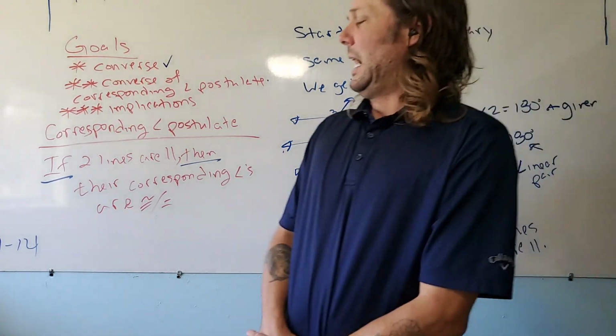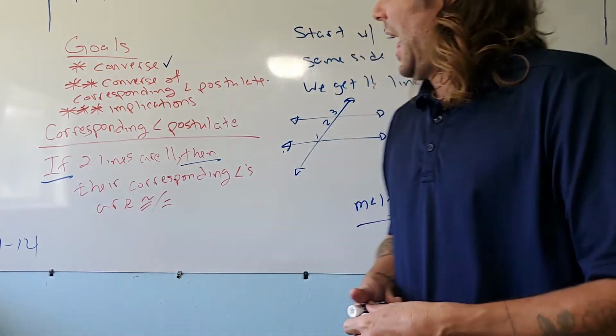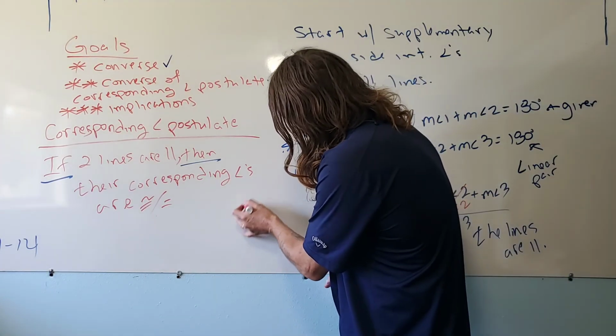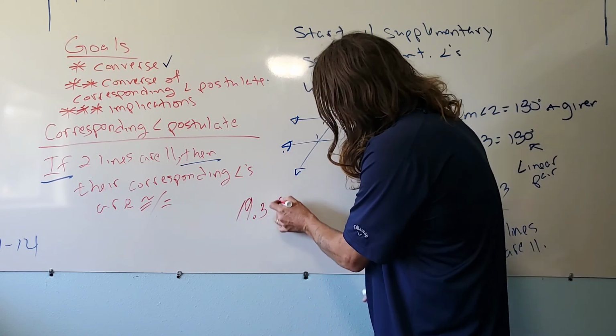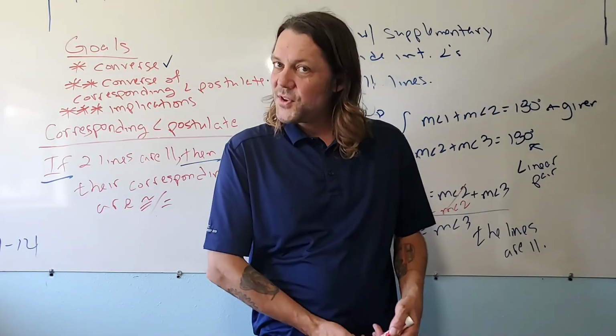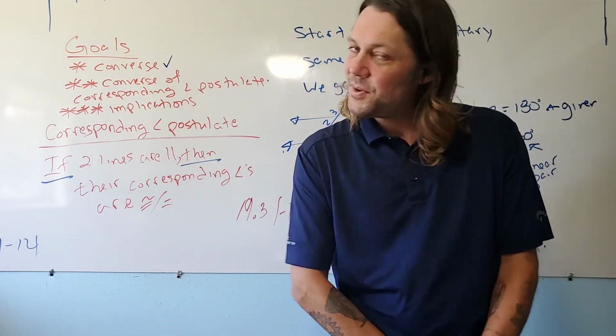Now, since I don't see any questions because there's no one in here, I'm here by myself, I would like to assign your homework. And your homework is 19.3. I'd like you to do problems 1 through 14. Please take a picture of this and upload it onto Google Classroom. If you have any questions, please let me know.